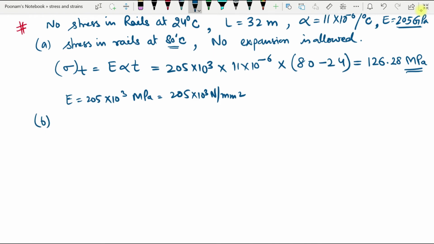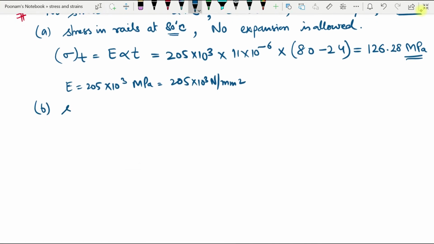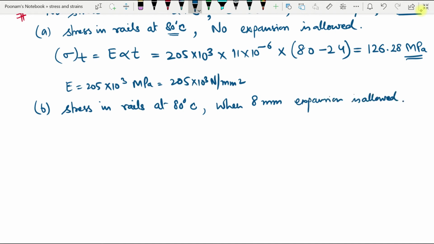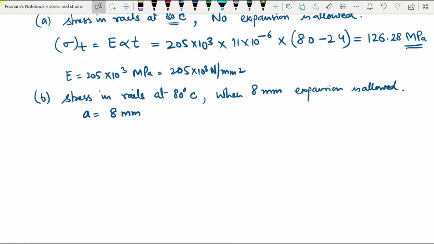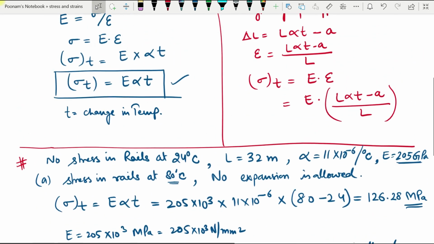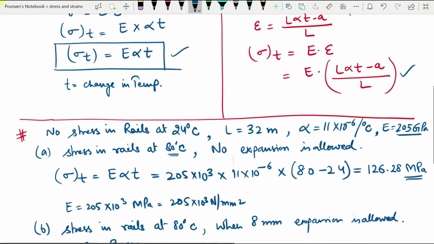Part B of this numerical asks us the stress in rail at 80 degrees Celsius when 8 mm expansion is allowed. So when A is 8 mm, this is allowed, and beyond this no expansion is allowed. So we can use this formula for the calculation of stress. We can directly substitute the values here, or we can start working from the fundamentals also. So let us start working from the fundamentals.